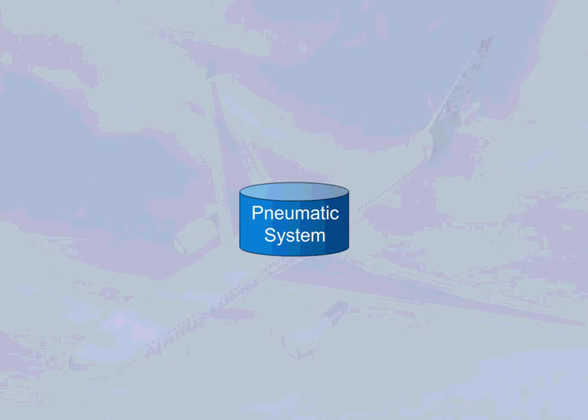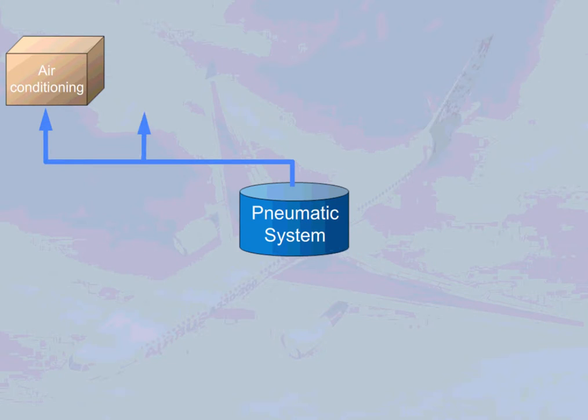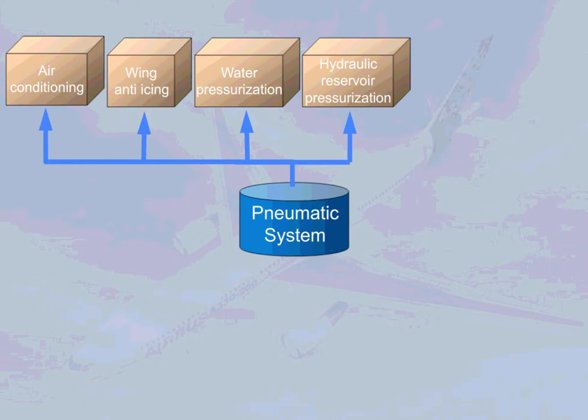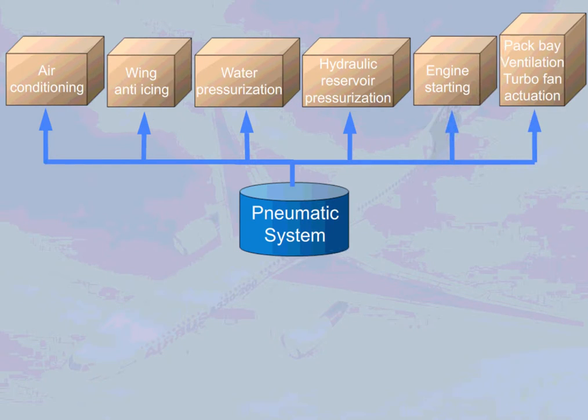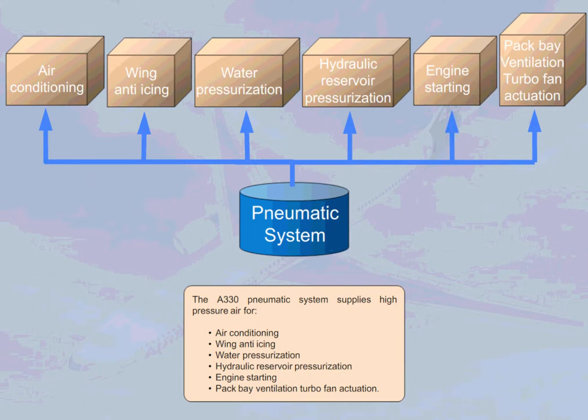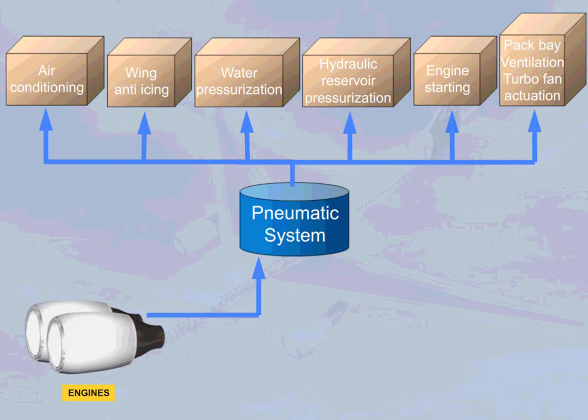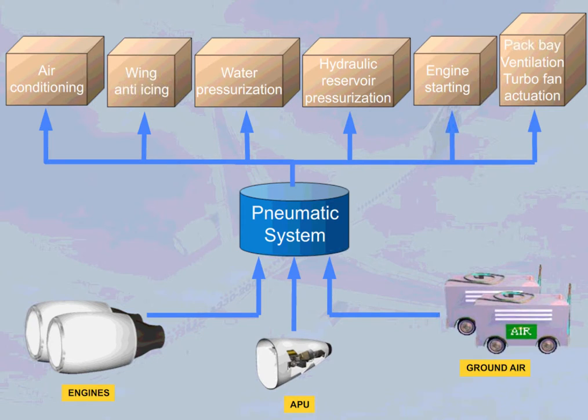The A330 pneumatic system supplies high pressure air for air conditioning, wing anti-ice, water pressurization, hydraulic reservoir pressurization, engine starting, pack bay ventilation, and turbofan actuation. High pressure air can be supplied from three kinds of sources: the engine bleed system, the APU, and two external high pressure ground power units. Note: wing anti-ice is not permitted when the pneumatic system is supplied by the APU bleed.